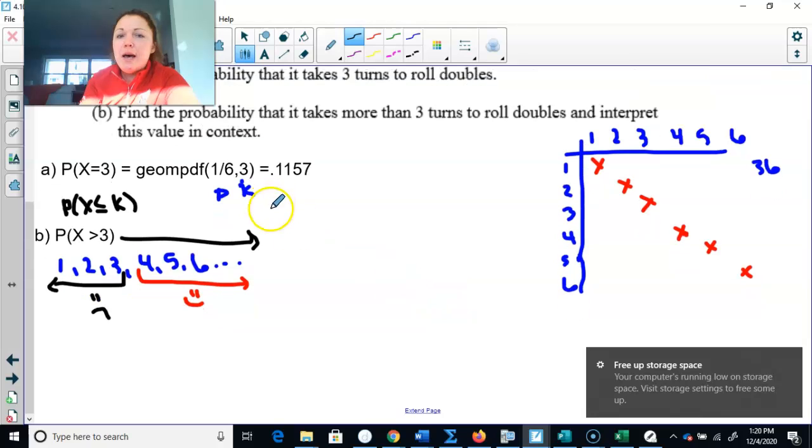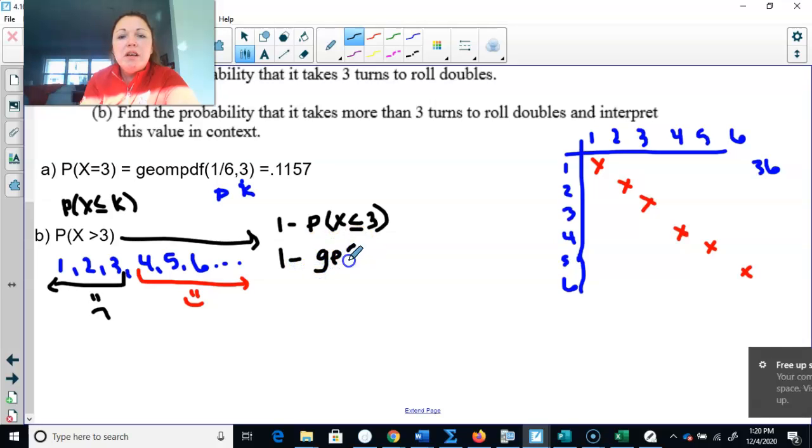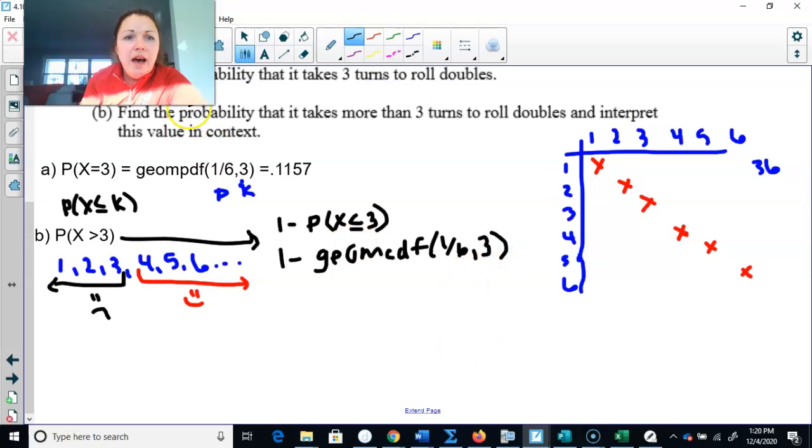Let's finish this up. We do 1 minus the probability that X is less than or equal to 3. And we are good for the day, guys. Let's finish this up because I know I'm running out of time on my video. Geom CDF, 1/6, comma 3. And I'm going to let you plug that in because, like I said, I am running out of time here and it's going to cut me off.